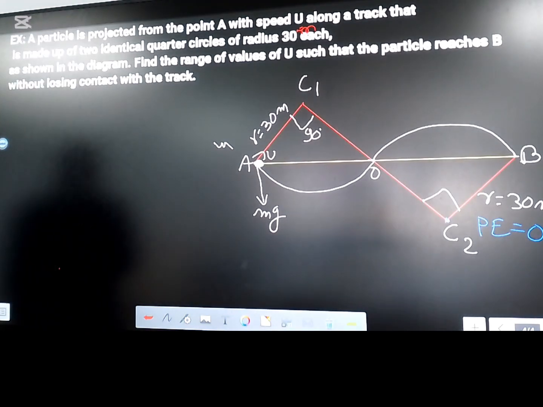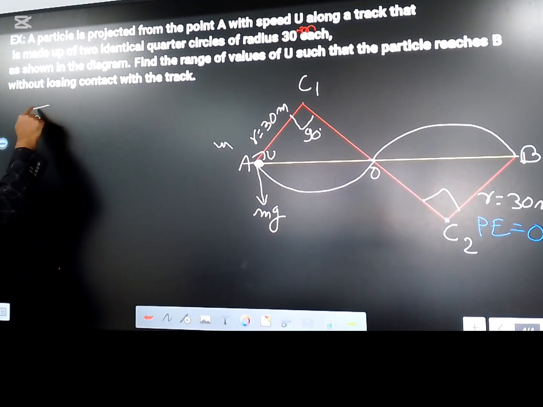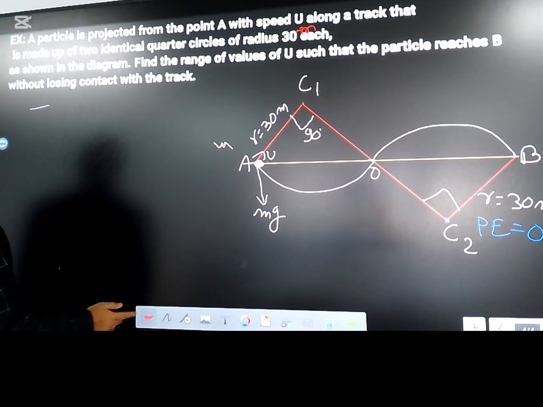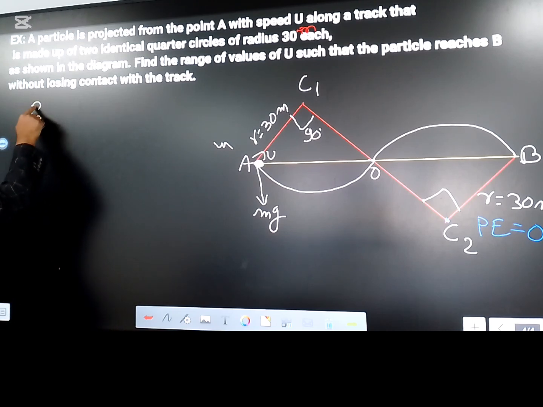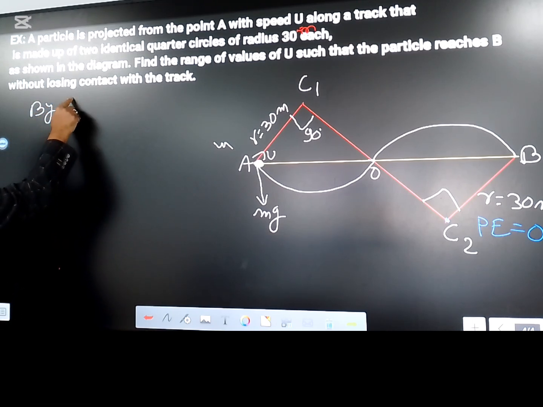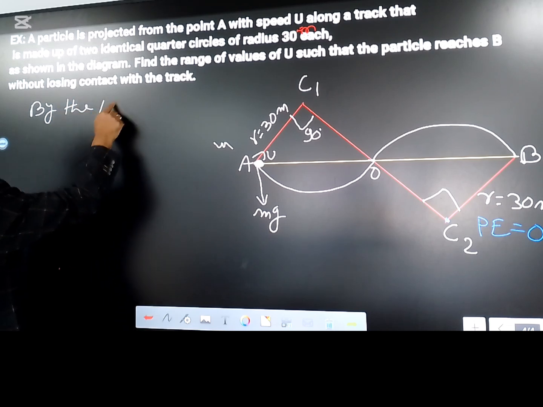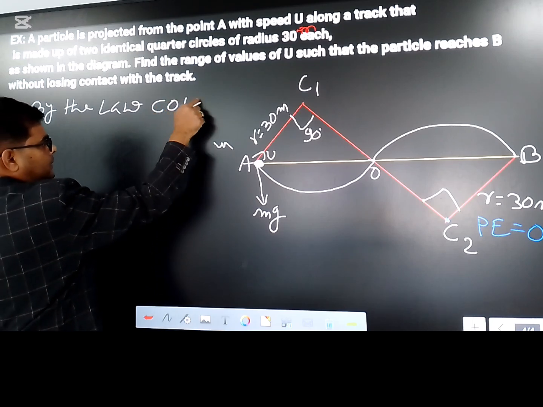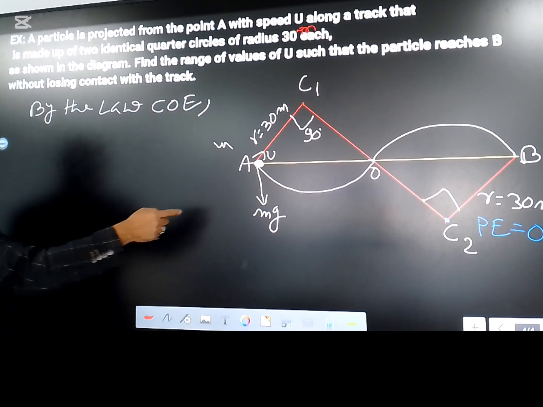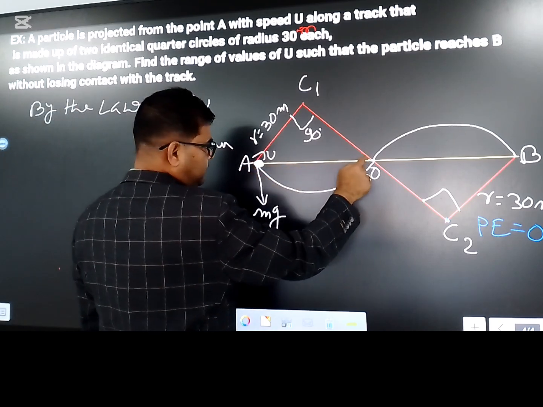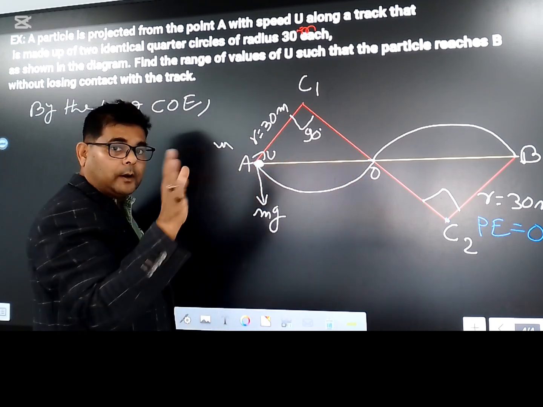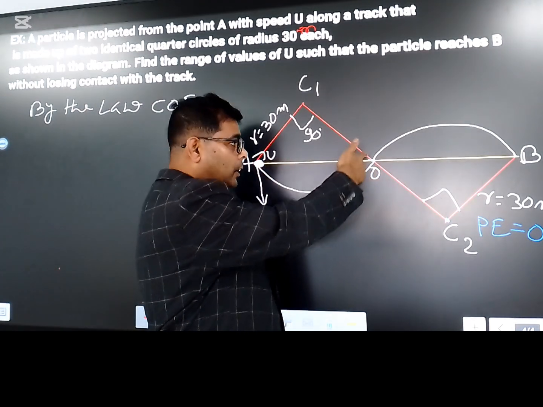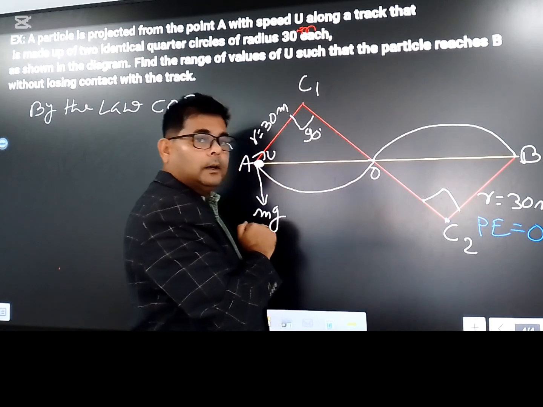So let's see what happens. We recall the total energy, by the law of conservation of energy. Choose the points A and O at this time, because we are going to compare the value of u at A and O, whether they are the same or different between A and O.